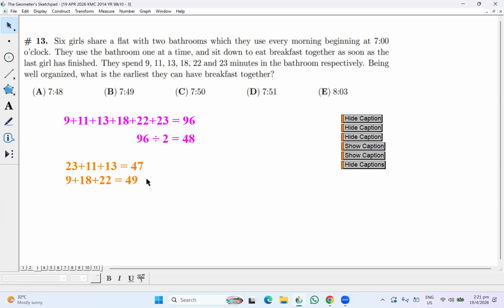So if they all start at 7 o'clock, the first group will finish at 7:47. The second group will finish at 7:49. So the earliest they can have breakfast together will be 7:49. Okay, next question.